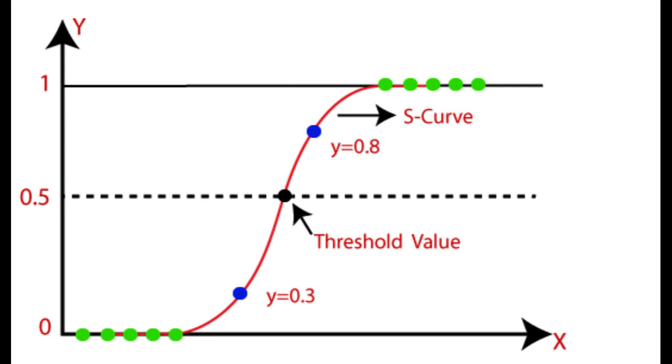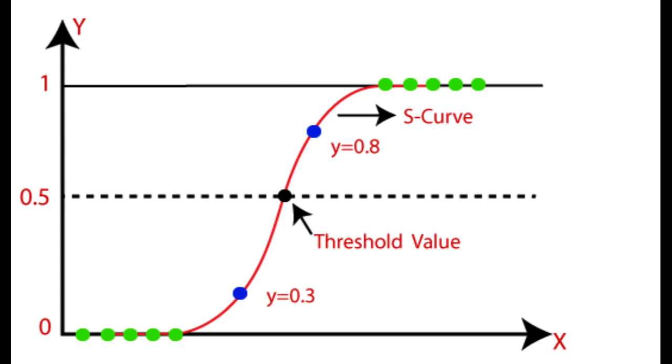Logistic regression is a significant machine learning algorithm because it has the ability to provide probabilities and classify new data using continuous and discrete datasets. Logistic regression can be used to classify the observations using different types of data and can easily determine the most effective variables used for the classification.